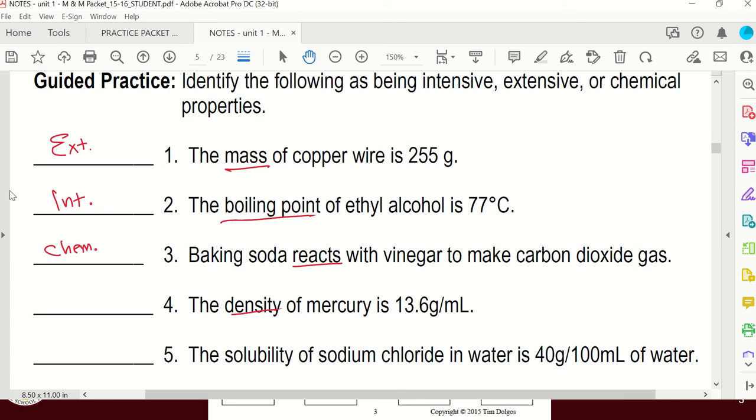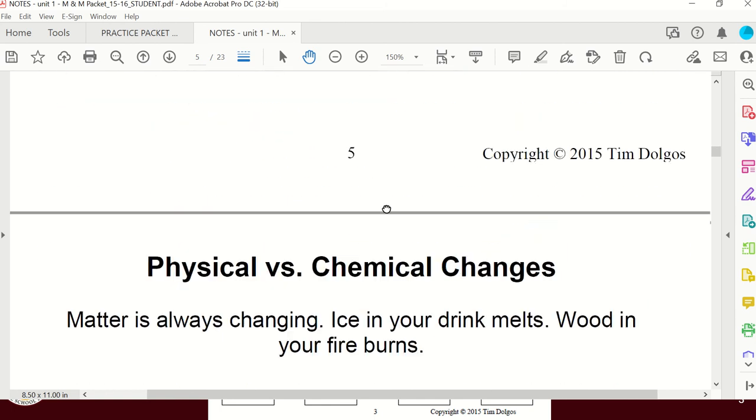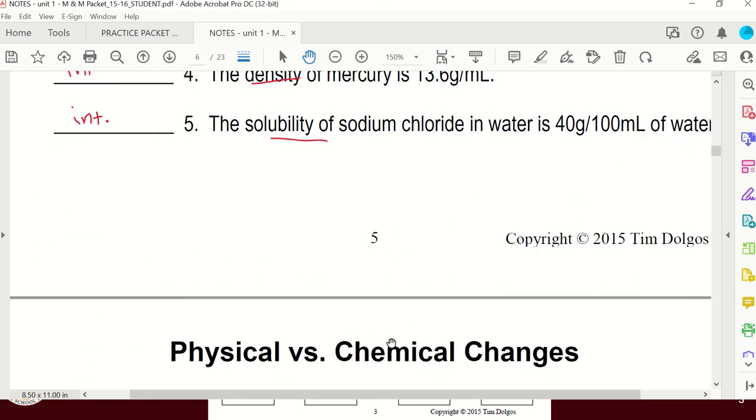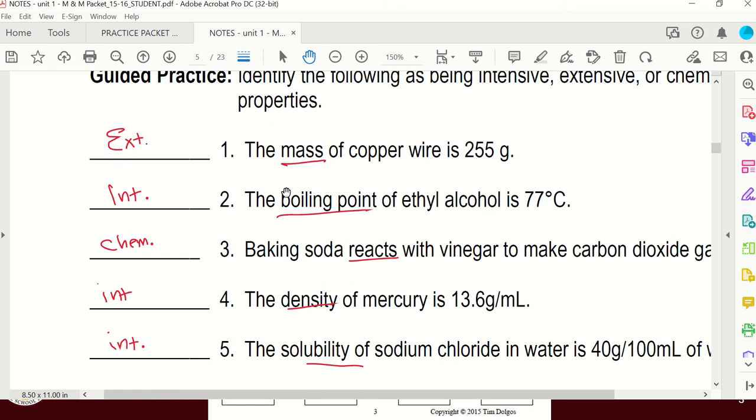Density, that doesn't change no matter how much you have, so it's intensive. The solubility of sodium chloride, that's an intensive property. It never changes based on the size. All right. And I think that concludes our notes for today.